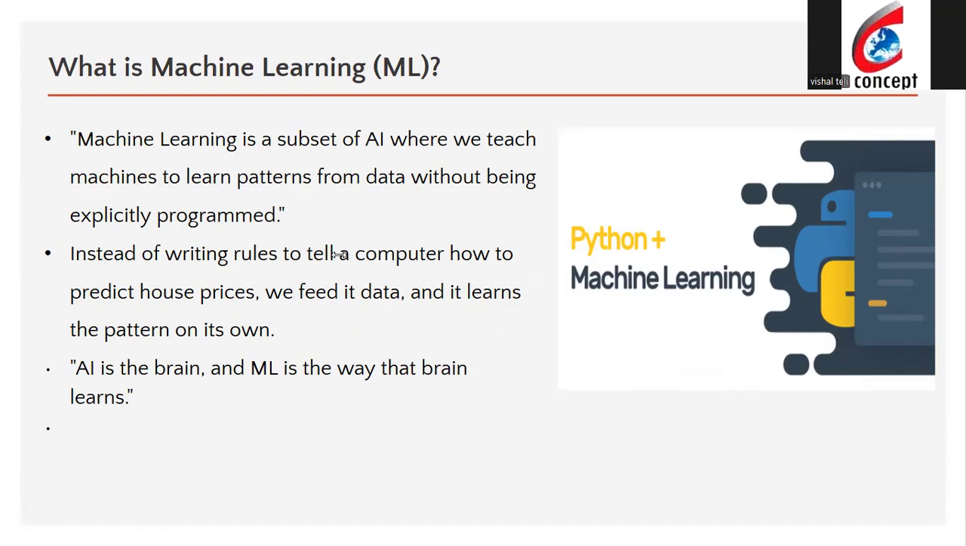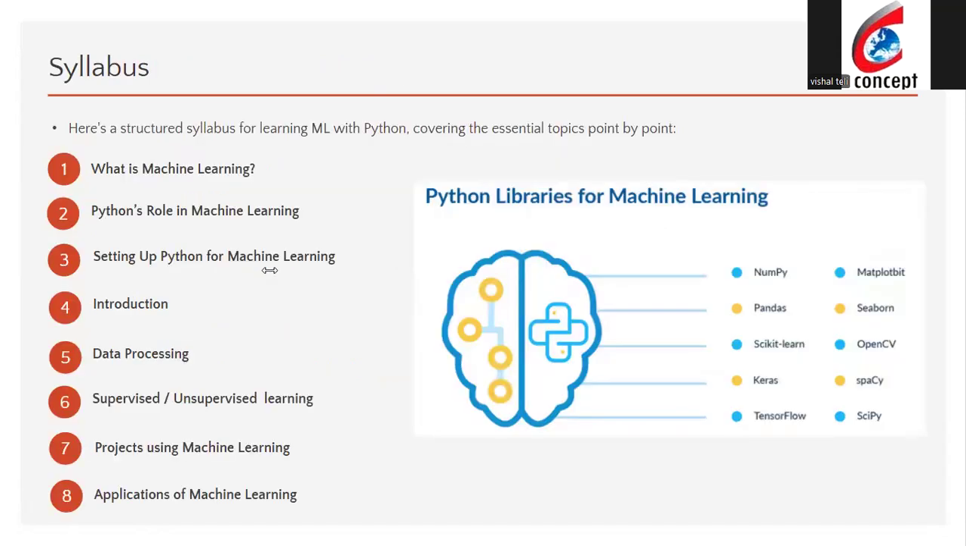So what is machine learning? Machine learning is a subset of AI, like I said before, where we teach machines to learn patterns from data without being explicitly or manually programmed. Instead of writing rules to tell a computer how to predict house prices or how to predict students' marks, we feed it data and let it learn the patterns on its own. AI is the brain and machine learning is the way that brain learns.